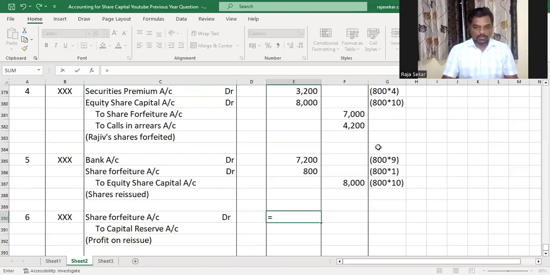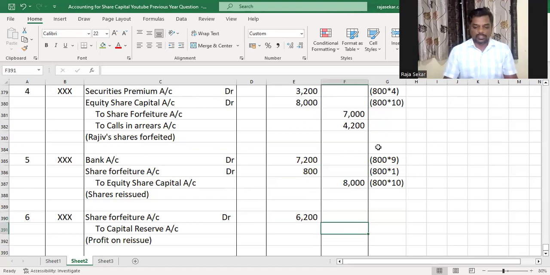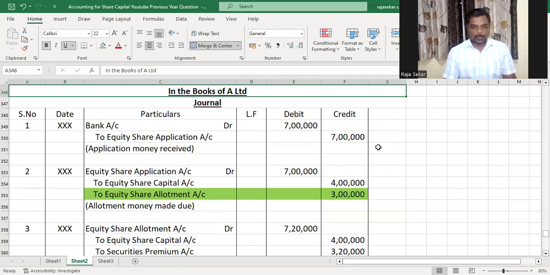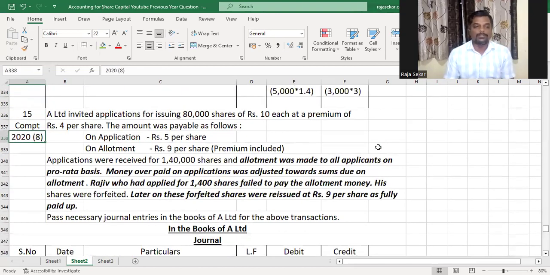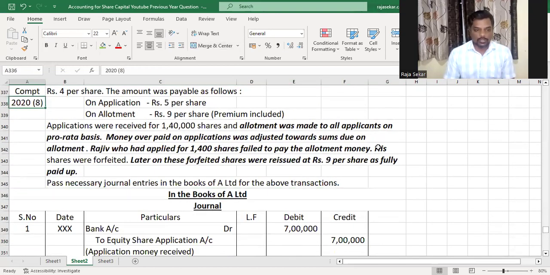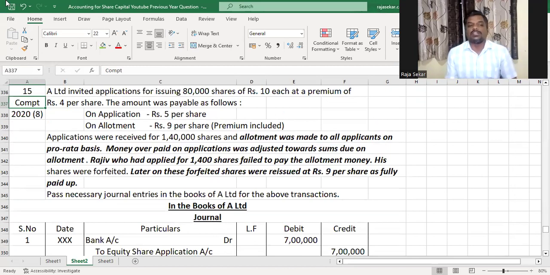So how do you do that? The amount credited to share forfeiture account, 7,000, minus the loss on reissue, 800. So that will be 6,200. Understood or not, my dear children? With that, we have come to the end of this problem. As you can see, it's very simple once you know how to solve the problem. If you didn't understand, kindly go through the solution once again. And in case you didn't understand even after that, kindly do give me a comment below this video so I can explain whatever doubts you have. Understood or not?